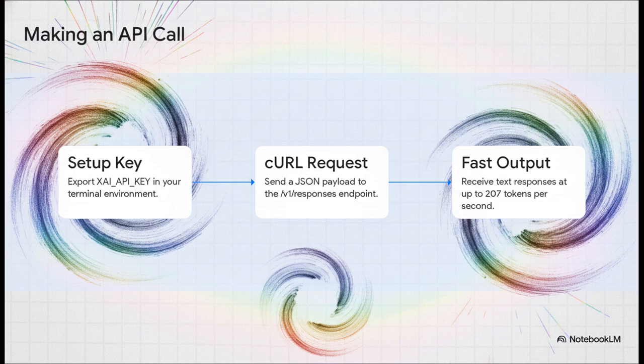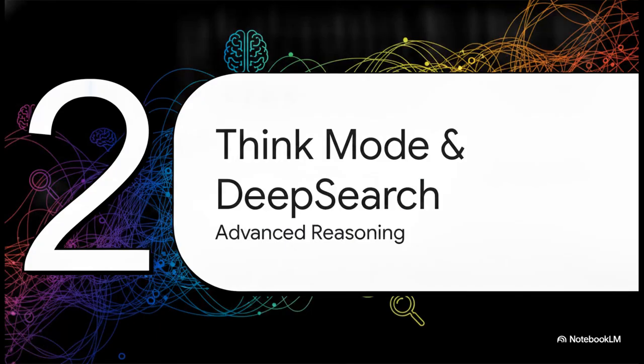The second you hit enter, Grok streams the response back at a blistering 207 tokens per second. At that speed, it's practically instantaneous. I mean, it's literally faster than human reading comprehension. That gives an incredibly smooth, real-time experience for your end users and completely kills those awkward loading spinners in your UI. Right, so now that our connection is live, let's upgrade the model's brain.